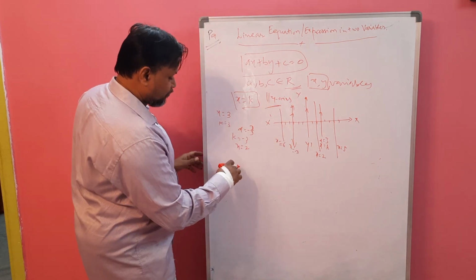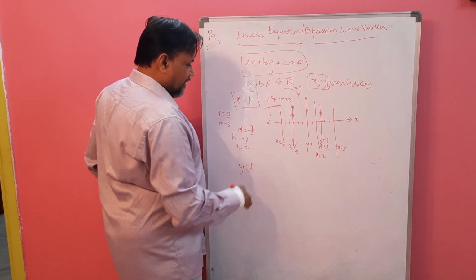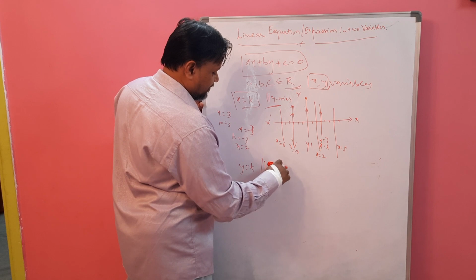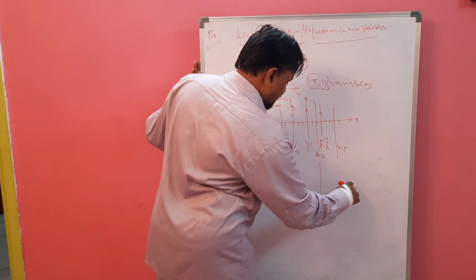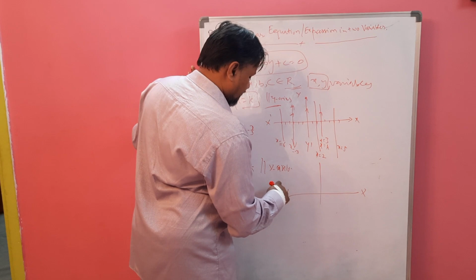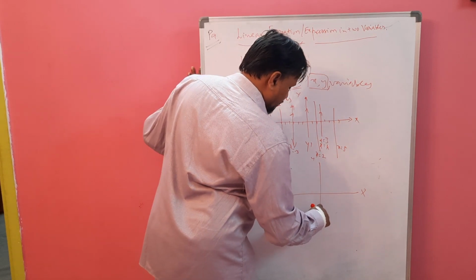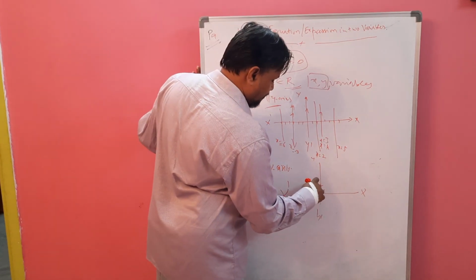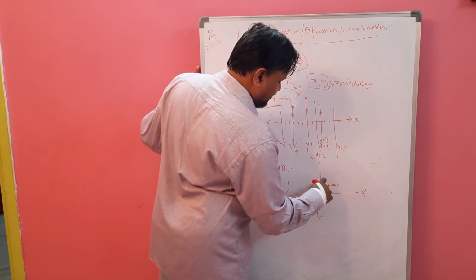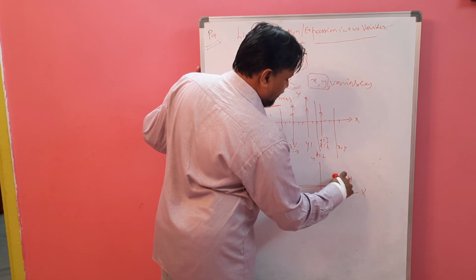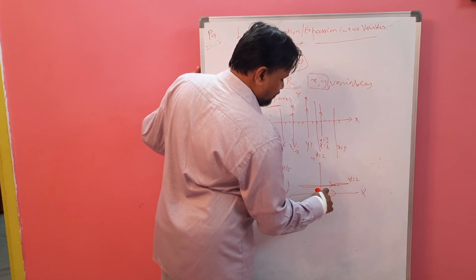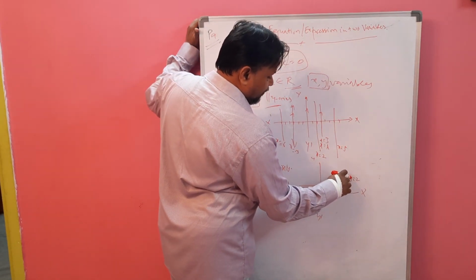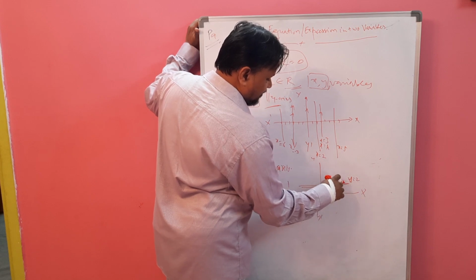Parallel to y-axis. Suppose we take y equal to k. This is parallel to the x-axis. See again here, this is our x-axis, x dash, y dash. Now y equal to 2. We have a point 1, 2, so the line moves like this. This line is called y equal to 2. These two lines are parallel: y equal to 2 and the x-axis.